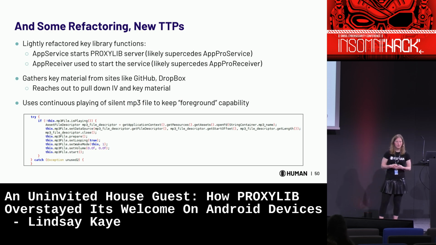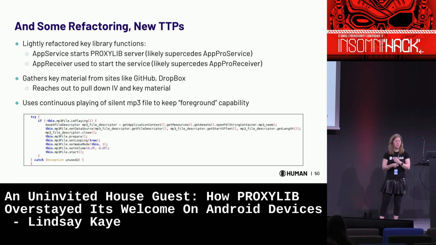And then just general other kind of refactoring and new TTPs. So some light refactoring of some of the key library functions. They changed app pro service to app service to start the PROXYLIB server. They changed app pro receiver to app receiver to start the service. So just light refactoring there.